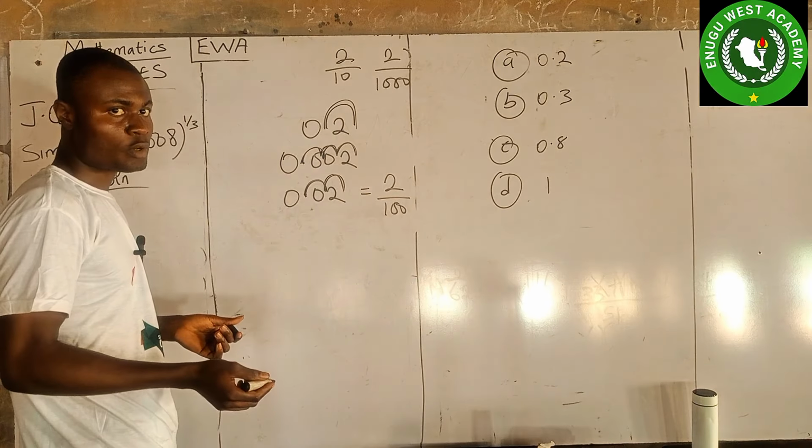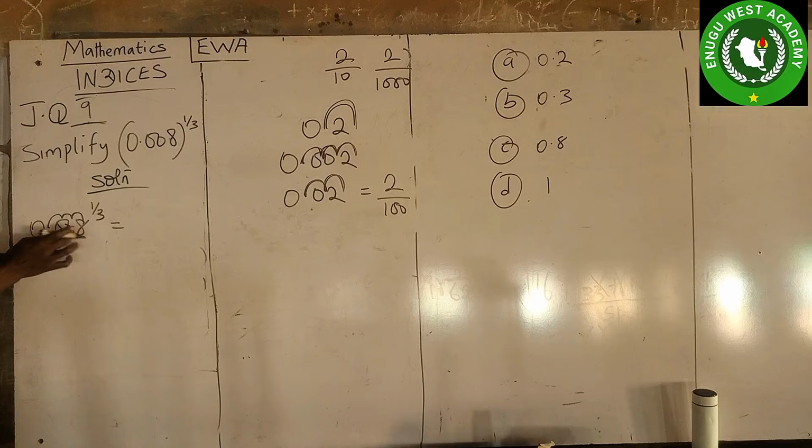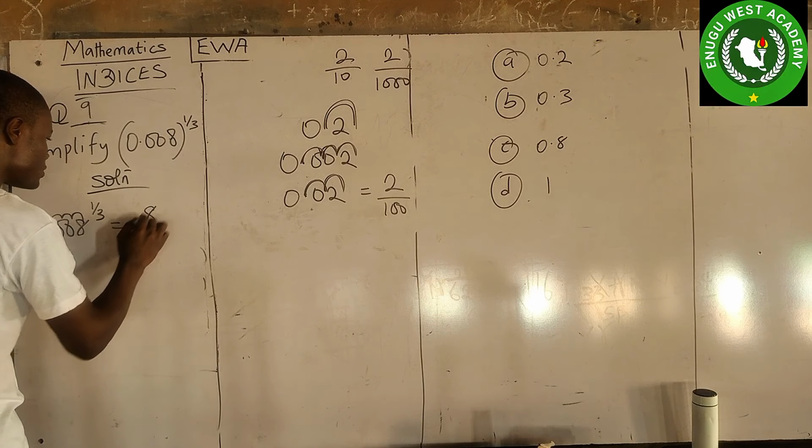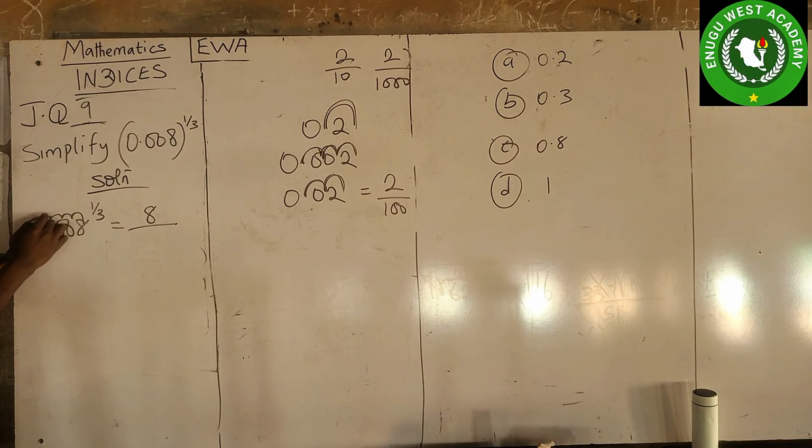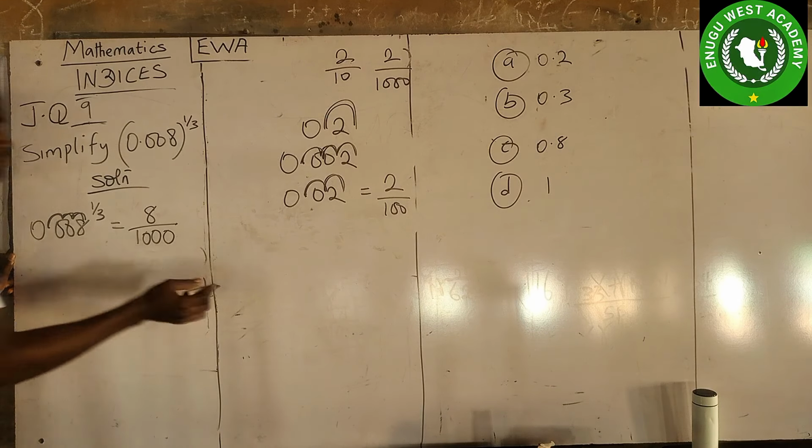So here, since we have 0.008, 0.008 raised to power 1 over 3 will be equals to, if you count this thing here, 1, 2, 3. So what is the number that we are seeing here? We are seeing 8. So it's going to be 8 over, we count what? 1, 2, 3. So write your 0, 1, 2, 3. Just put 1 at the front.